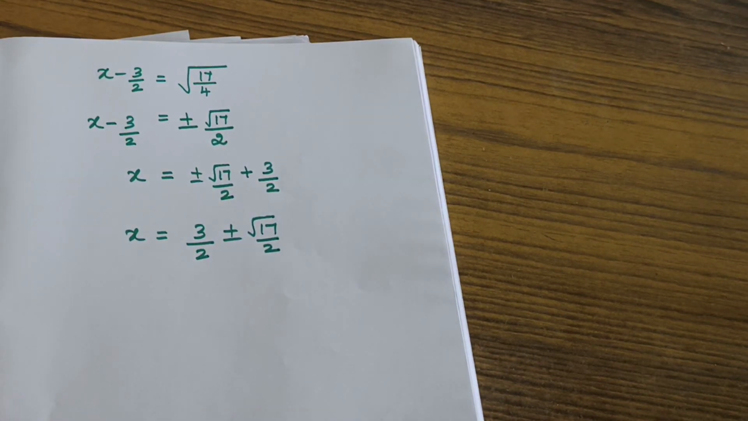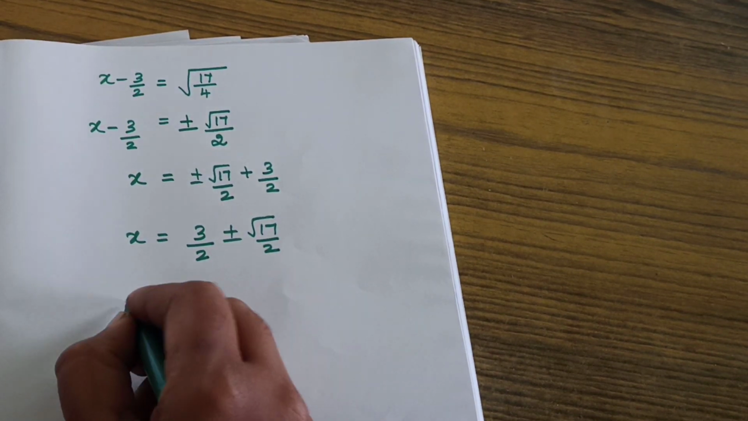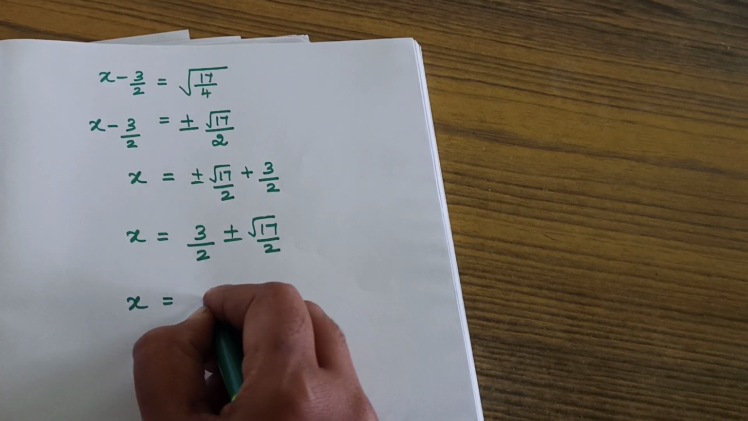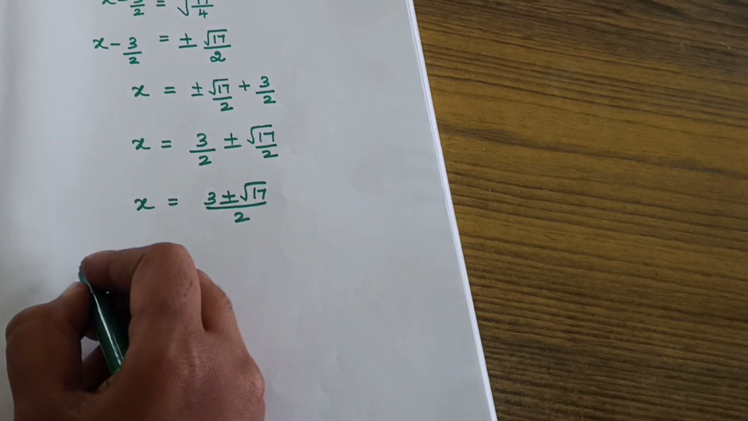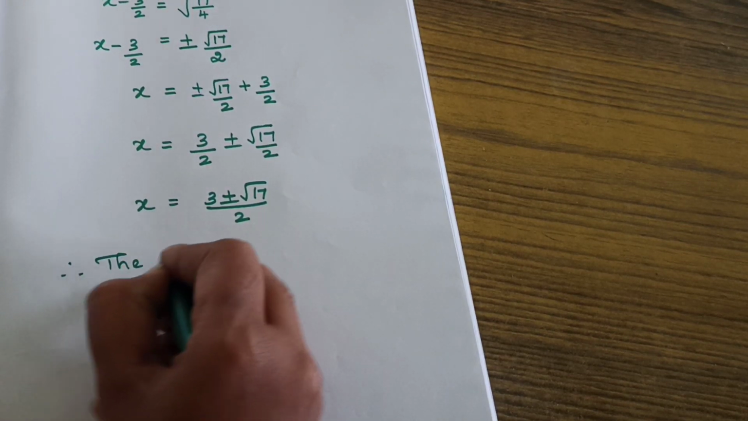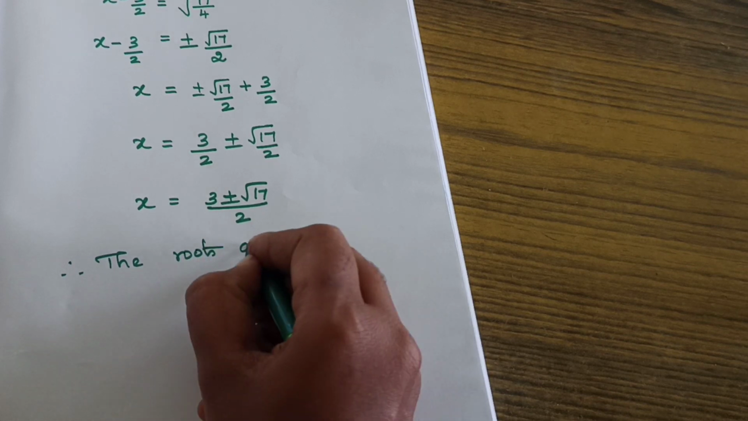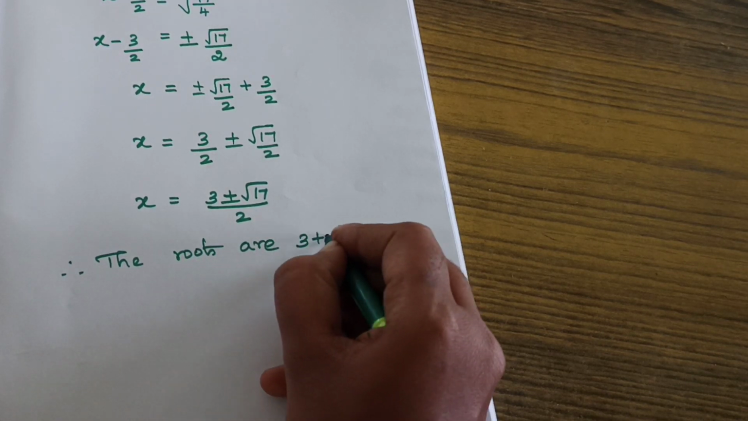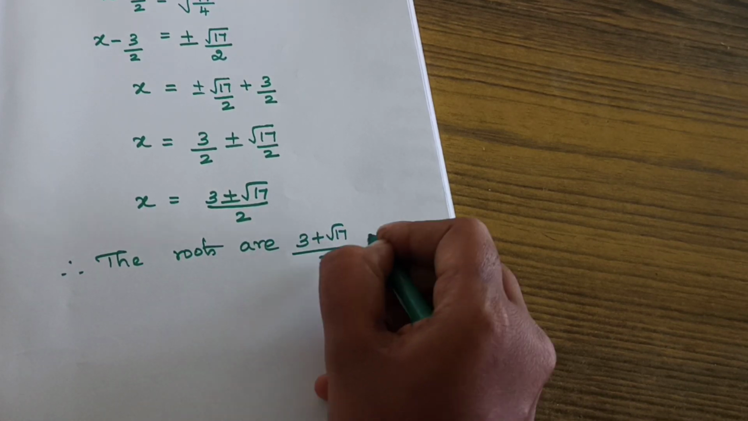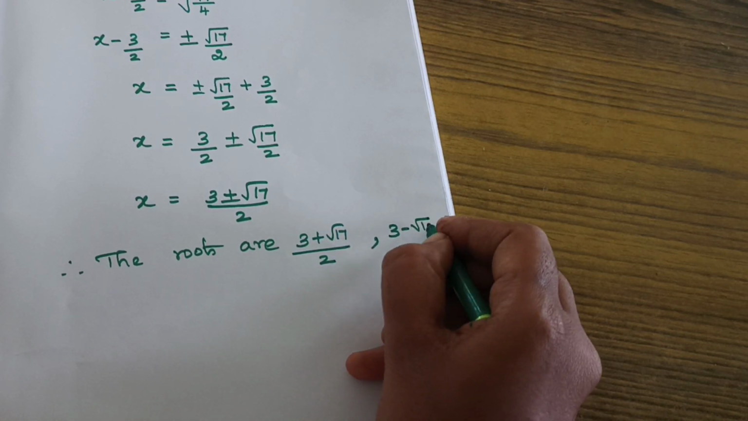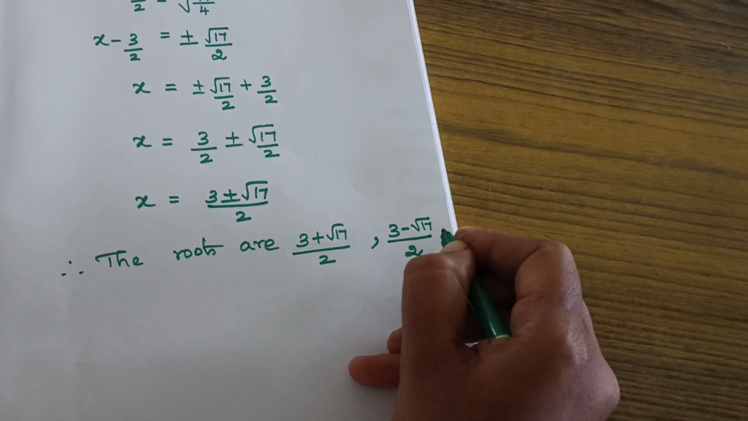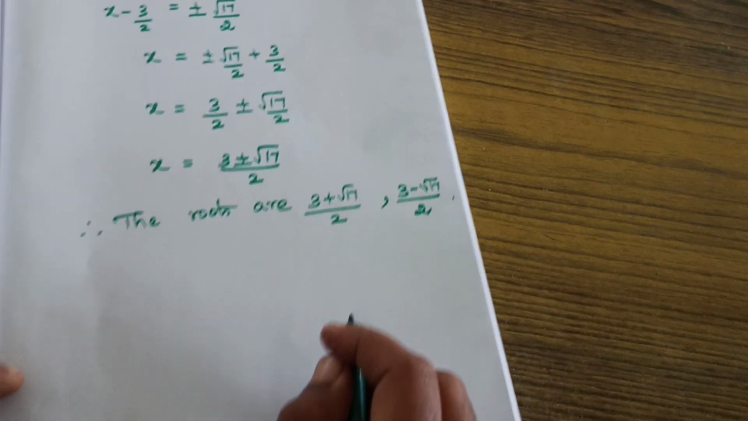Since it is the same number, same like a fraction, no. So x equals 3 plus or minus root 17 by 2. So how many roots? A quadratic equation has 2 roots, no. Therefore the roots are 3 plus root 17 by 2, and another one, 3 minus root 17 by 2. Got it? Shall we move on to the next problem?